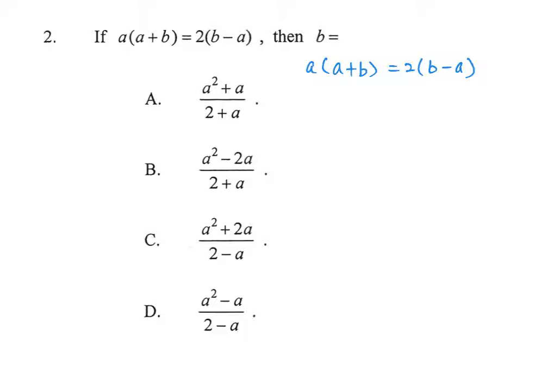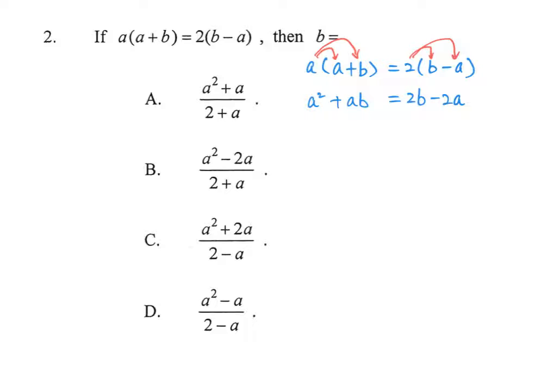First of all, there are brackets, so we try to remove the bracket first by the rainbow method. A times A gives us A squared. A times B gives us positive AB. On the right hand side, also remove the bracket by the rainbow method. 2 times B, 2B. 2 times negative A, negative 2A. So I want B to be the subject.